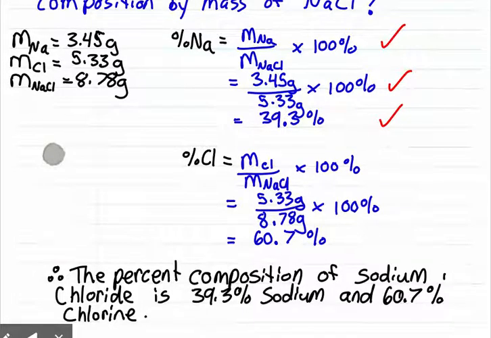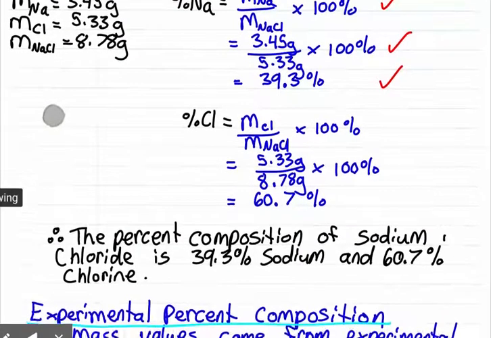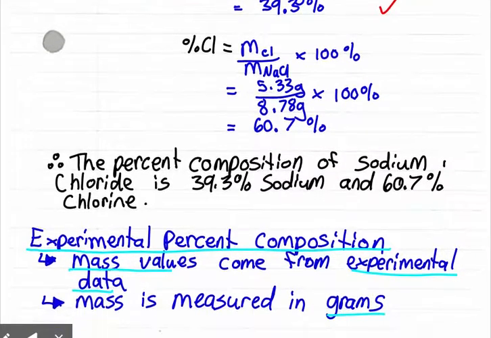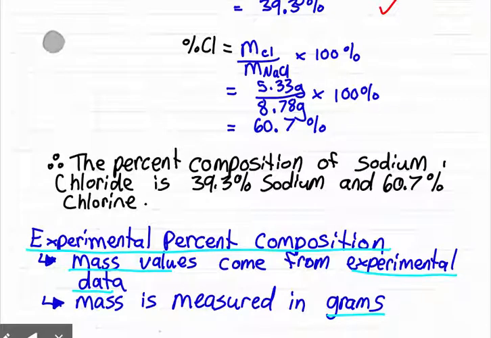So the last 2 problems that we've solved are using experimental data. Because it's using actual masses in grams, it's called experimental percent composition. The mass values come from experimental data, and the mass is measured in grams. So hit pause, make sure you've gotten this all copied.